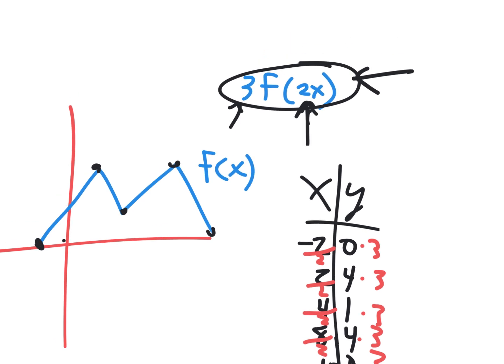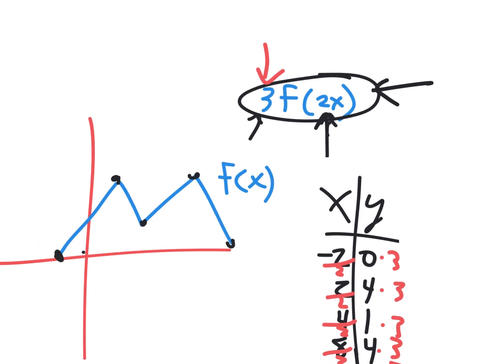And the thing would look 3 times taller, and not twice as wide, half as wide. So the M would get way narrower, but taller. Okay. All right.